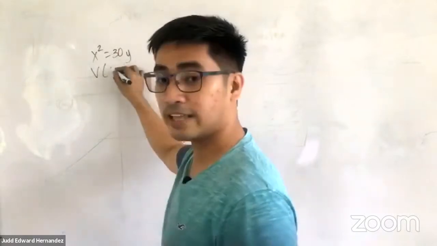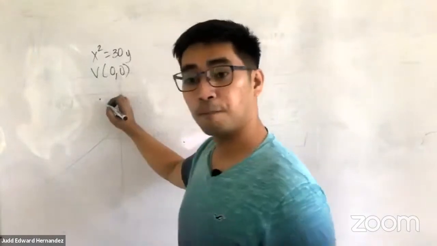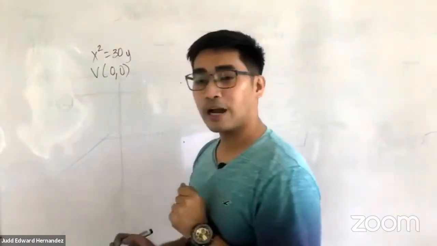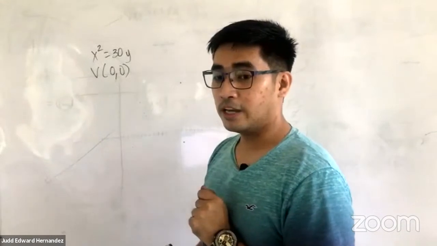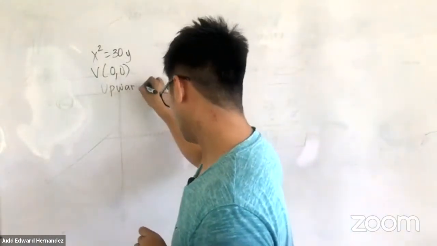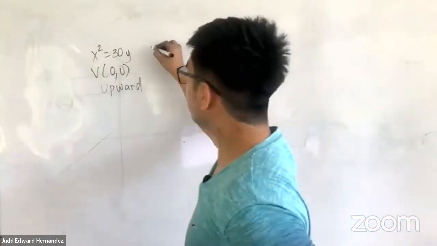The vertex is located at 0, 0. And where does the parabola open? It opens upward. Very good. It opens upward. Okay, kasi madali lang naman siya. It opens upward. Therefore, what is the value of C?